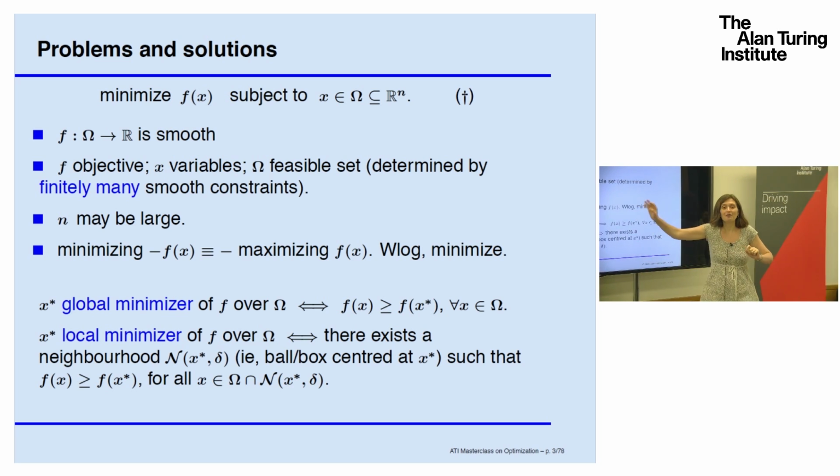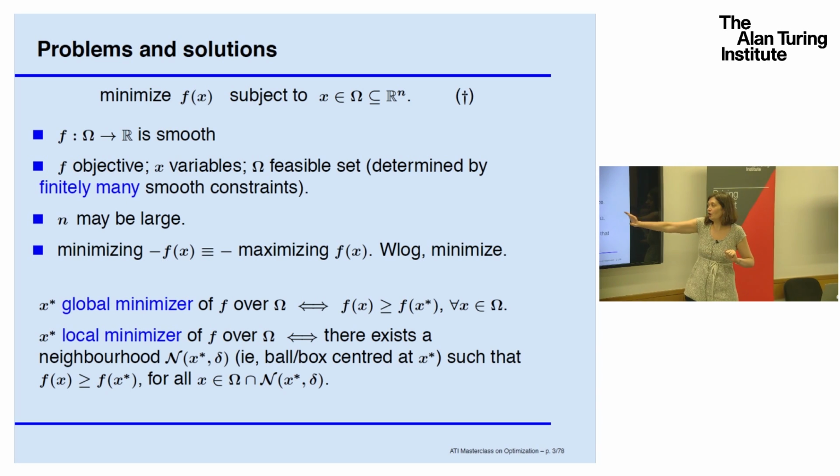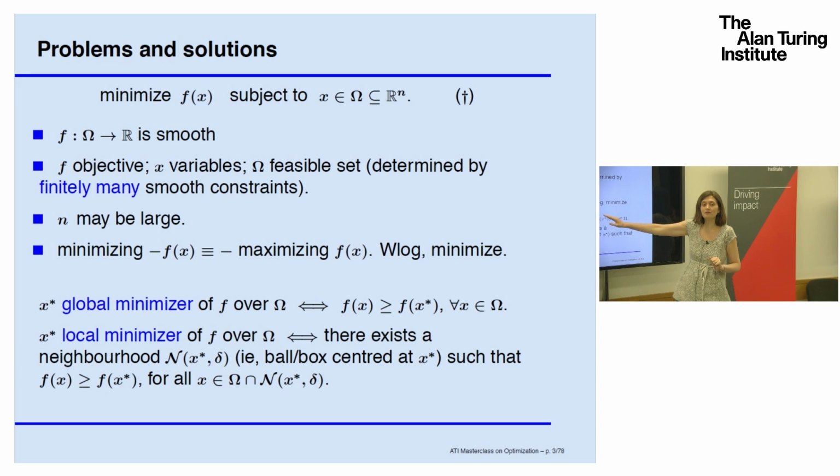Right. So we could have global minimizers or local minimizers. We say a point is a global minimizer if f takes its smallest value at x star. And we have a local minimizer if around the point x star there is some neighborhood, there is some area, there is a ball or a box such that if I intersect that ball with my feasible set, I see that f takes its smallest value at x star. So if I'm sufficiently close to x star.